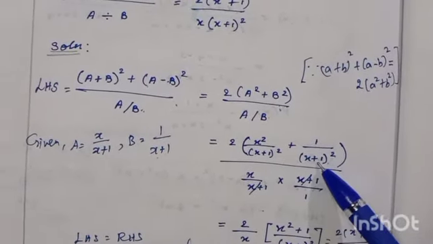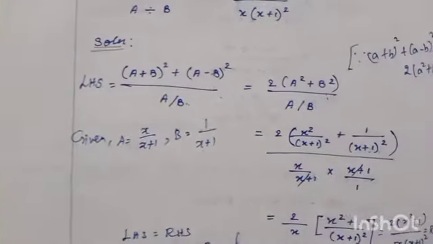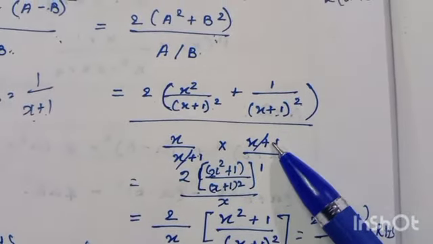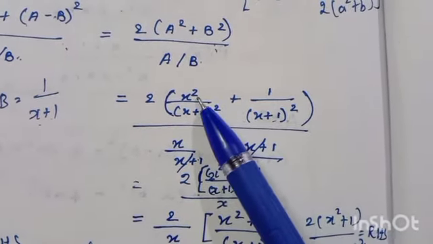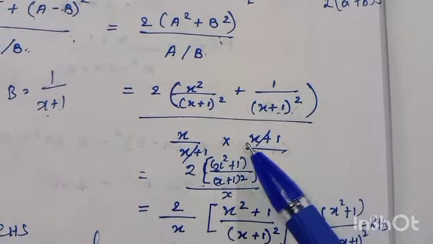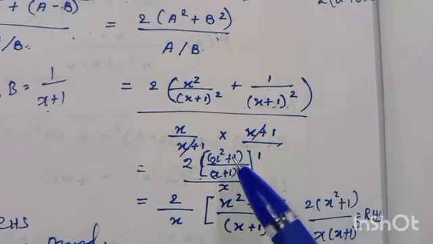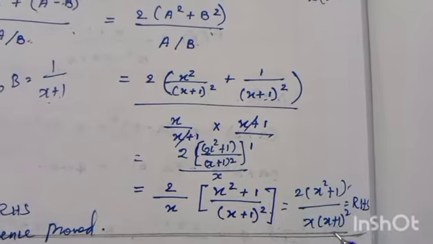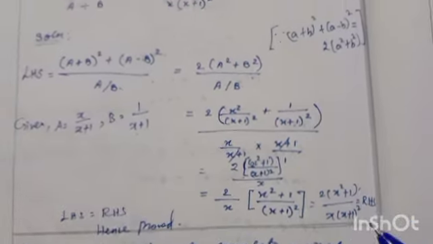It is the same denominator. So it is written as, x plus 1 cancels. After cancelling we have, for these two with the same denominator, add the numerator, x square plus 1 by x plus 1 whole square, whole divided by, in the denominator after cancelling we have x. So that is 2 by x into x square plus 1 by x plus 1 whole square. So this is written as 2 into x square plus 1 by x into x plus 1 whole square, that is equal to RHS. LHS equal to RHS, hence proved.